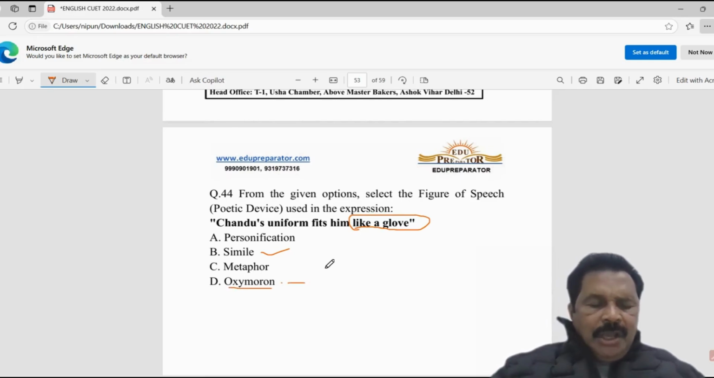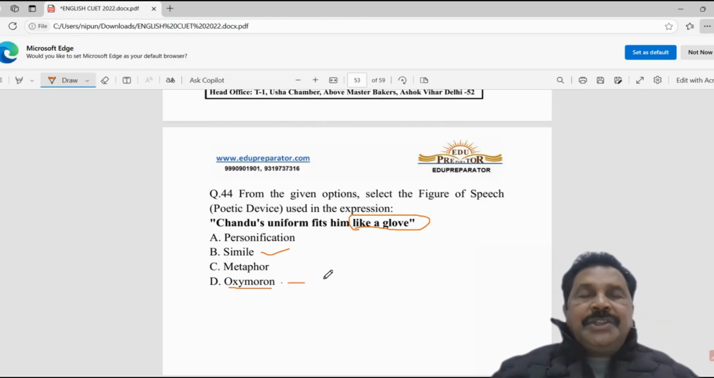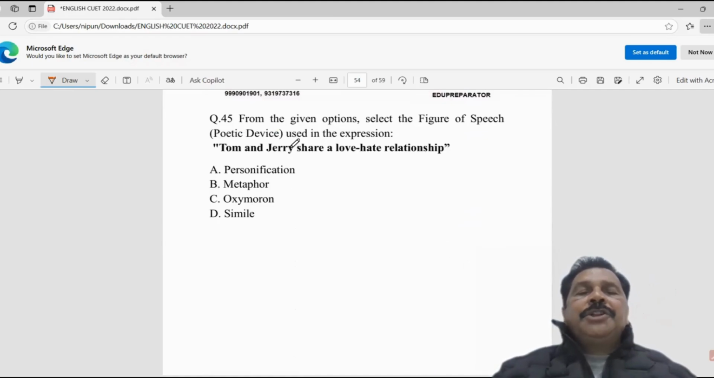That is, for example, sweet and sour. Again, one more poetic device. Tom and Jerry share a love-hate relationship. Have you seen? Two opposites are put together. That is known as oxymoron.